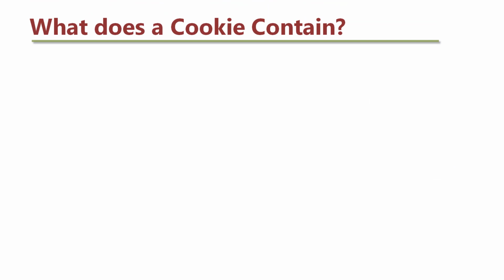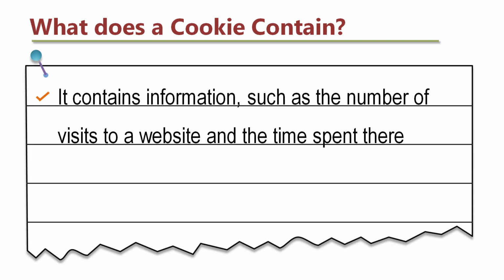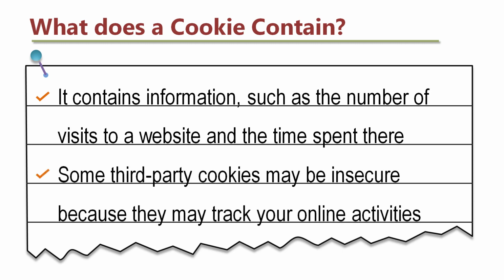What does a cookie contain? It contains information, such as the number of visits to a website and the time spent there. Some third-party cookies may be insecure, because they may track your online activities.